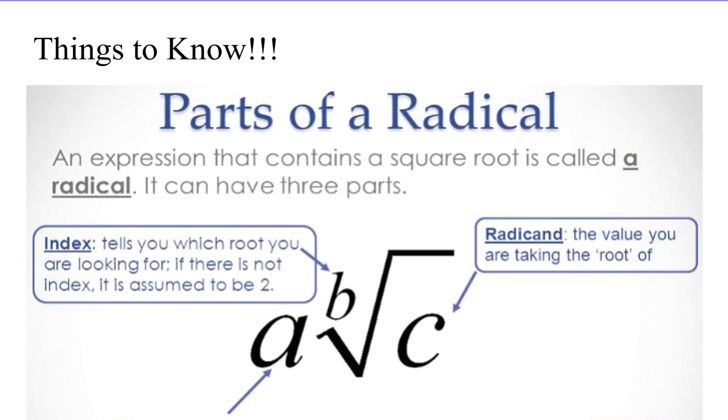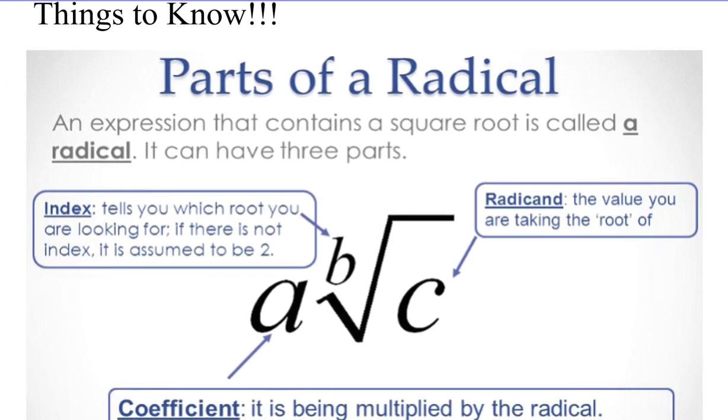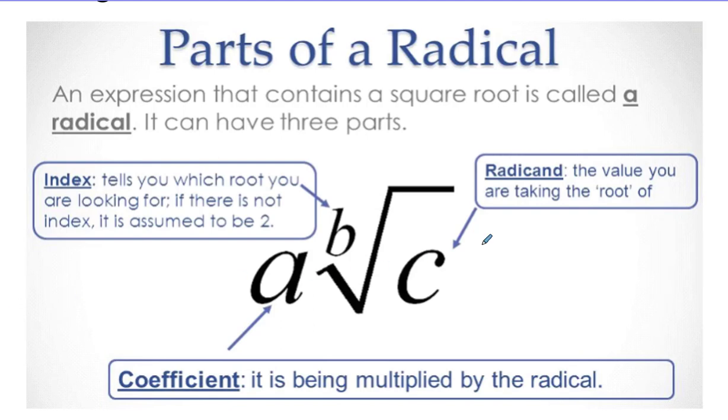Alright, so some of our things to know. If you look here, we have the parts of a radical. This is the anatomy of what our radical looks like. We have the radical symbol, the square root sign, okay? Like I said, we've all seen this before, but this is good vocabulary for us to know. So if you have a value on the outside to the left of your radical, this is your big number that you usually see. Same thing like we see next to a variable. This is our coefficient. This is what is multiplying with the radical.